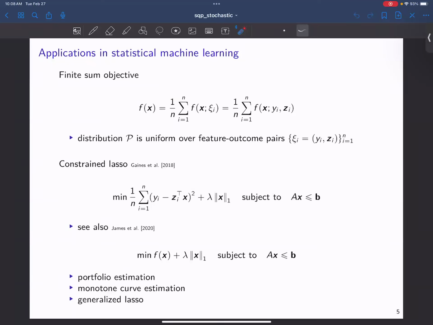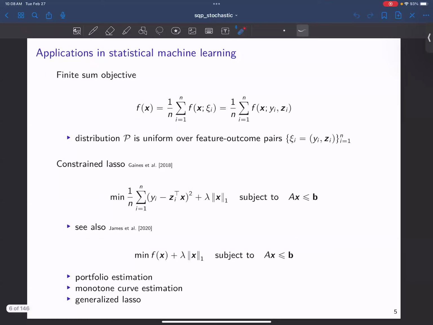And so why we care about this is because we can solve problems like portfolio estimation. We can talk about monotone curve estimation, where the constraints encode the monotonicity constraint. And in general, we can have more general constraints on the coefficients in our lasso, leading to generalized lasso type problems. So these are some applications in statistical machine learning.